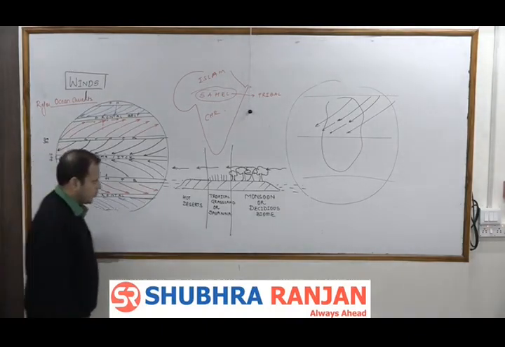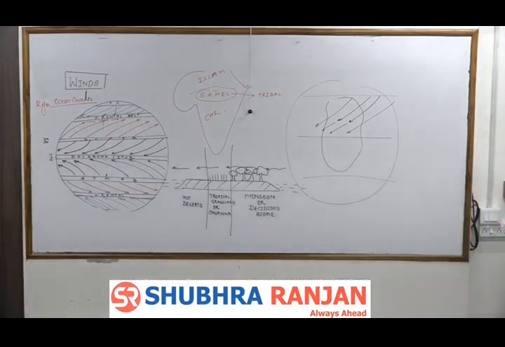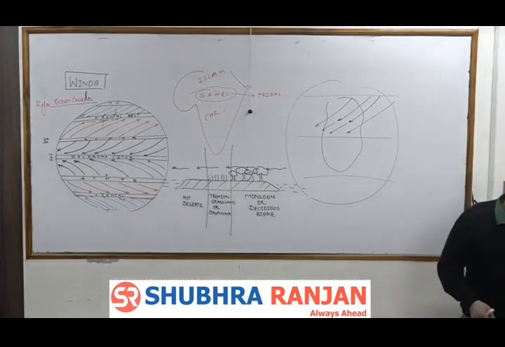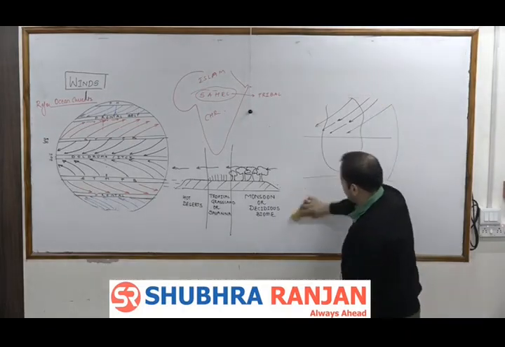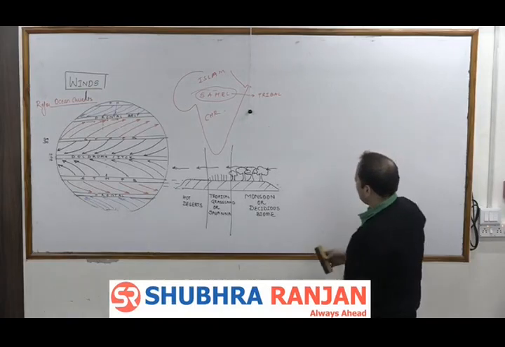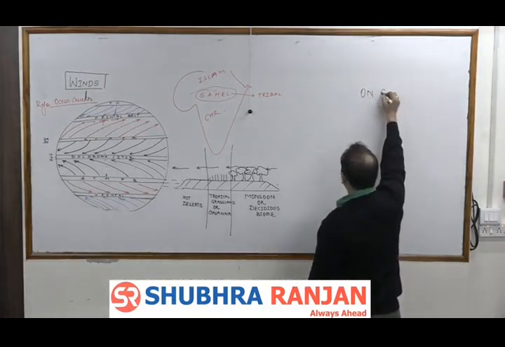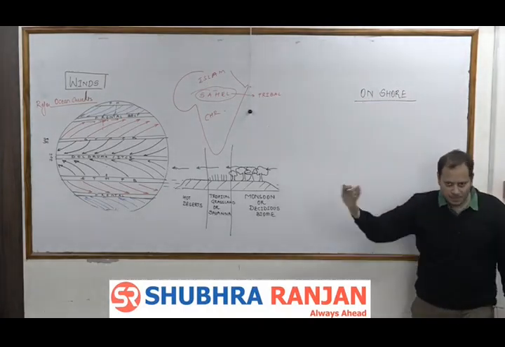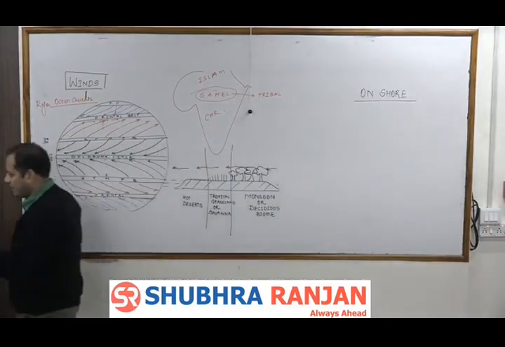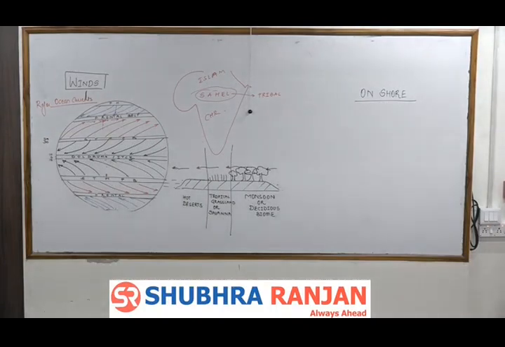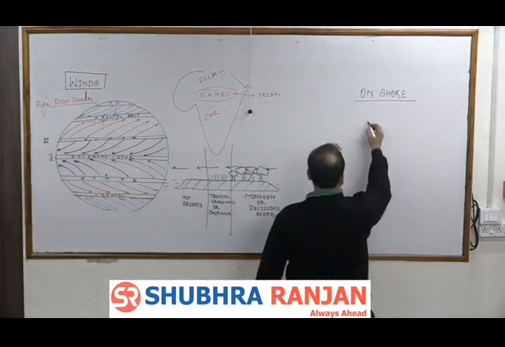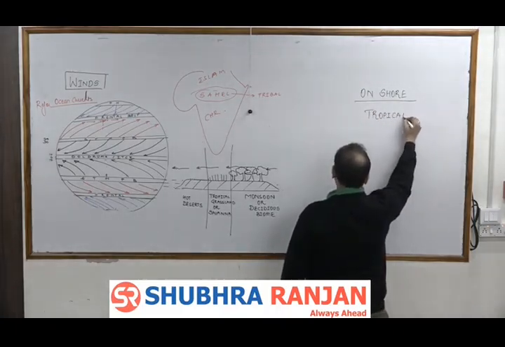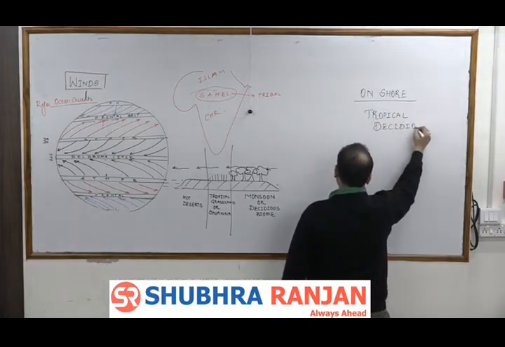Next point. The trade winds are onshore on the eastern coast of the continents. Onshore means from sea towards the land. And therefore they give heavy rainfall, supporting the tropical deciduous climate or biome.